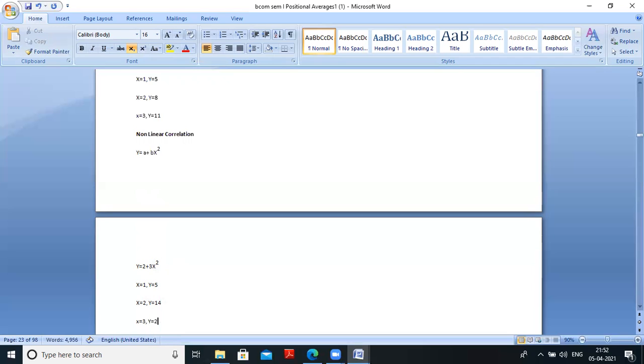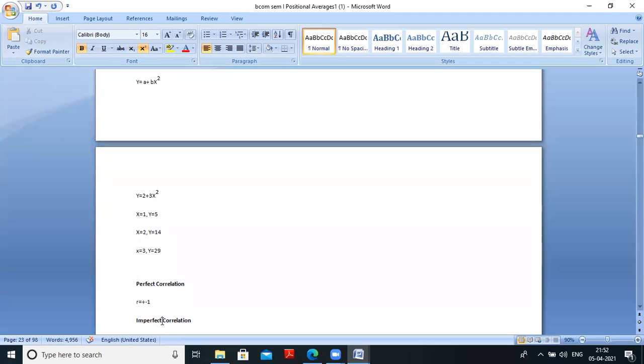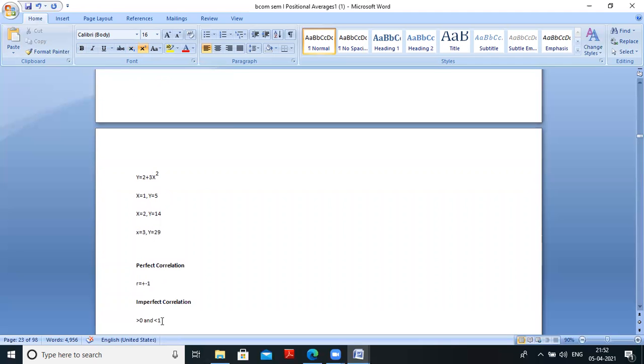That means when x changes uniformly, that is, there is a constant difference in x, from 1 to 2 a difference of 1, from 2 to 3 a difference of 1, y is not changing constantly. Here it changes from 5 to 14, a difference of 9. Then it changes from 14 to 29, a difference of 15. There is not a constant change, so it is a non-linear correlation. Clear? Yes, ma'am.